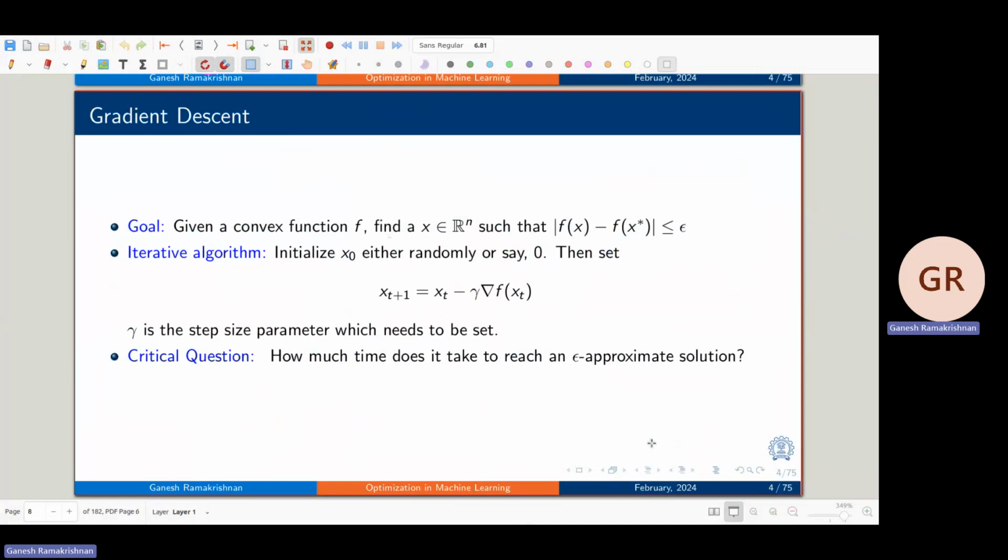This is my goal: f of xt minus f of x star should be less than or equal to epsilon. But I'll do this, which is f of xt plus 1 minus f of xt is less than or equal to epsilon. Or I might try something else. What do you know is a sufficient condition, at least for a convex function, for optimum? Yeah, or the norm of the gradient of f at xt plus 1 is less than or equal to epsilon double dash. Something like this, right?